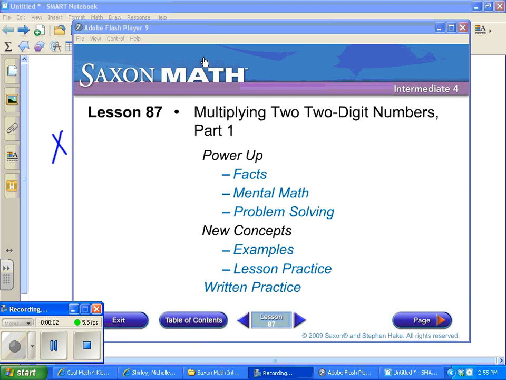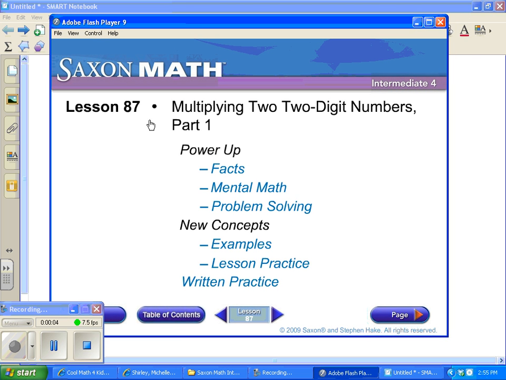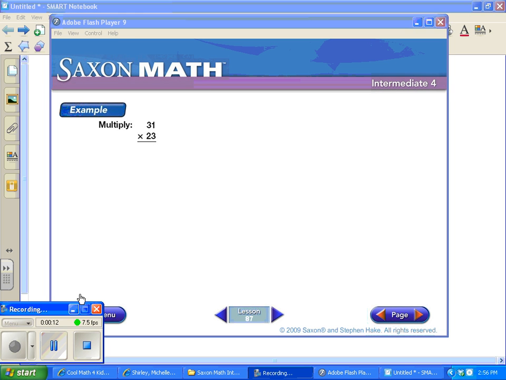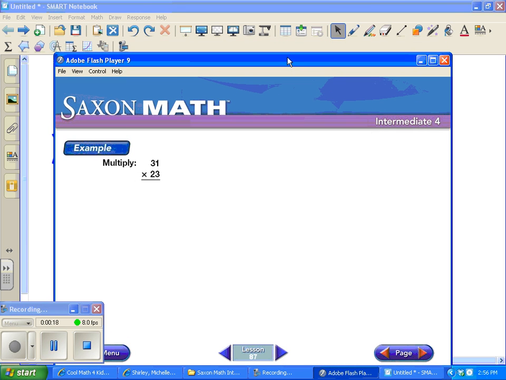Okay, Saxon 4 math class, we are ready for lesson 87, multiplying two-digit numbers, and this is part 1. So let's start with some examples. I'm going to teach you the traditional method that your parents probably learned with. It's what I learned with too. But then I'm also going to teach you a newer method that one of my daughters really loved.